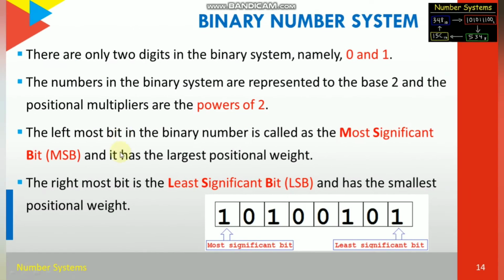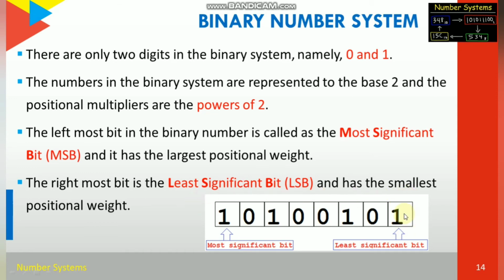In binary number system there are only 2 digits, namely 0 and 1. The numbers in the binary system are represented to the base 2, and the positional multipliers are the powers of 2. The leftmost bit in the binary number is called the most significant bit, which is called MSB, and this MSB is a 1 mark question. So MSB is most significant bit, and here this is the left side, this is the right side.